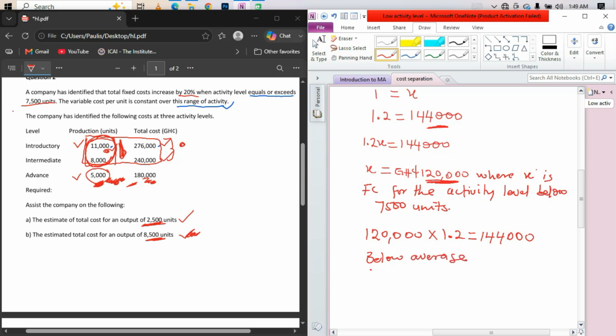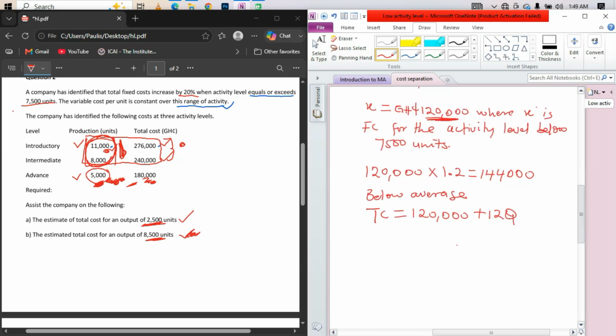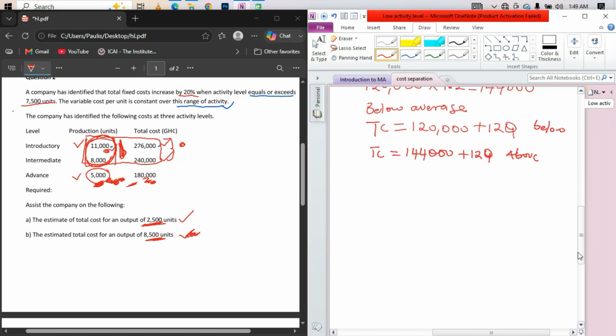the cost function is total cost is equal to 120,000 plus 12 times Q. And if it is above average, so this is below, and if above, it should be what? Total cost is equal to 144,000 plus 12Q. That is what? Above. So let's answer their question now.